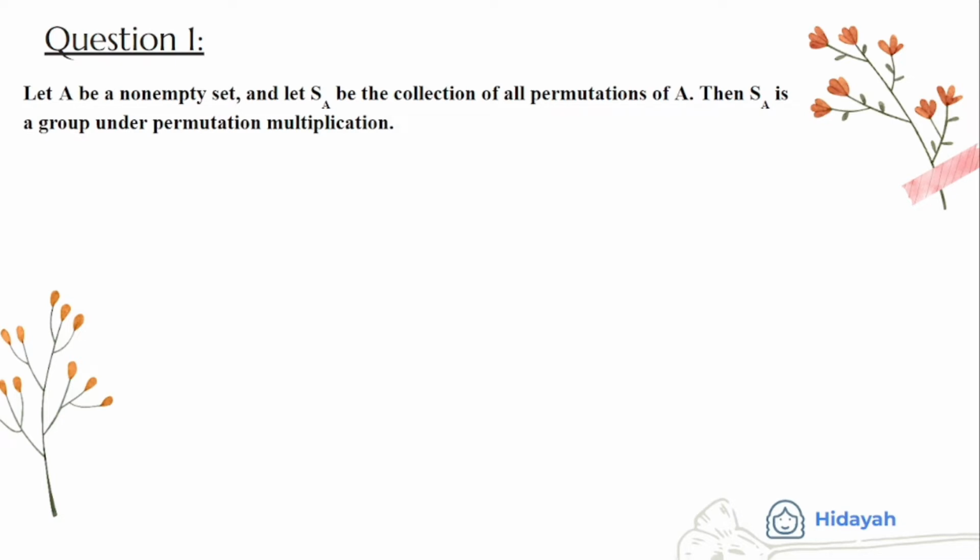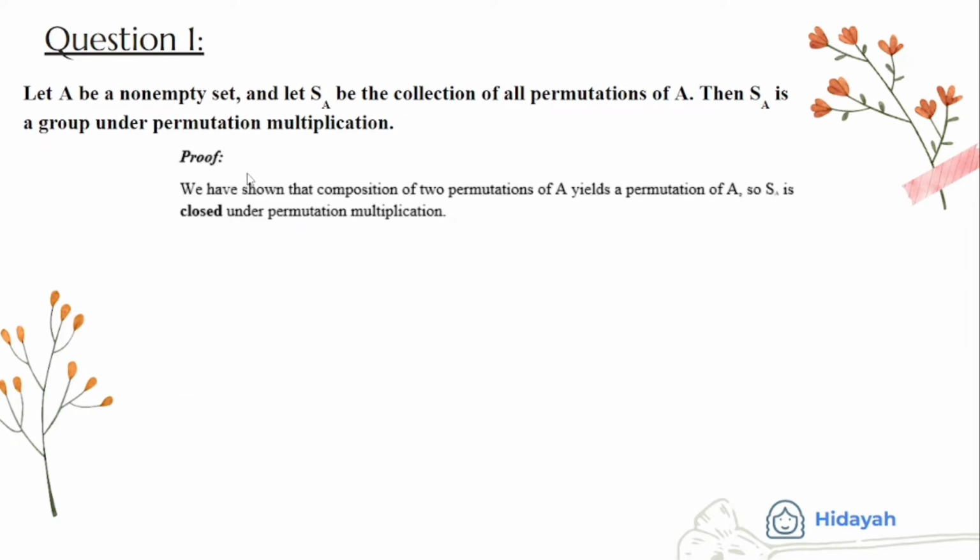Let A be a non-empty set and let S_A be the collection of all permutations of A. Then S_A is a group under permutation multiplication. So next, we are going to prove this theorem. For the first condition, we have shown that the composition of two permutations of A yields a permutation of A, so S_A is closed under permutation multiplication.